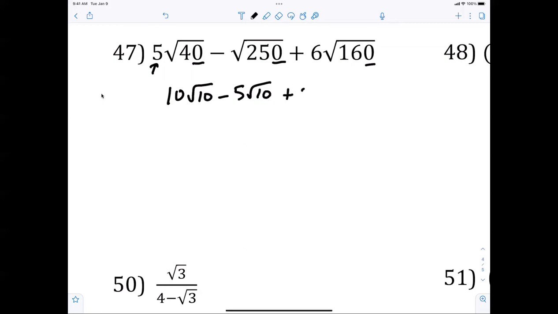Plus 24 radical 10. Now, if you've done it enough, you should be getting better at just recognizing the perfect squares and pulling them out. If I need to, I don't mind breaking it down for somebody. Anybody need me to still break it down? Okay, so the final answer here is what? 29 radical 10. Any questions with that?